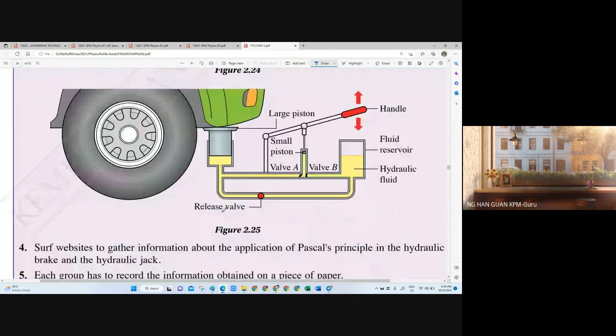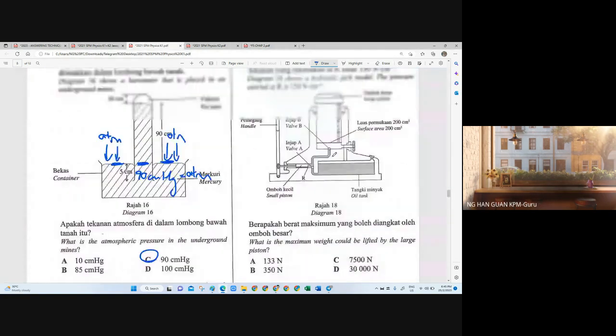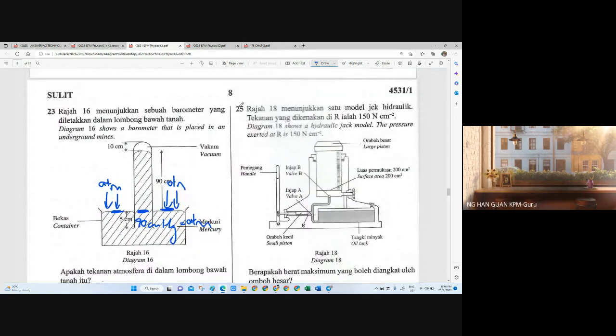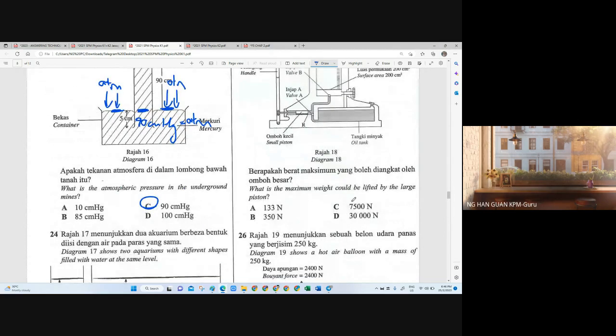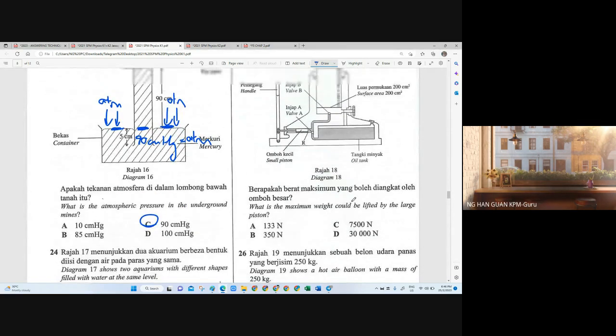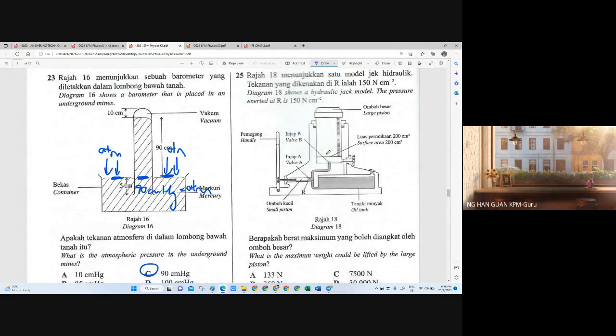And applications. Last year they asked about applications like this one, like question 25 here. It shows the hydraulic jack model. The pressure at R is 150 Newton per centimeter squared. What is the maximum weight that could be lifted by the large piston? It gives you the area here, 200 centimeter squared, and the pressure is 150 Newton per centimeter squared. So how much is the maximum?